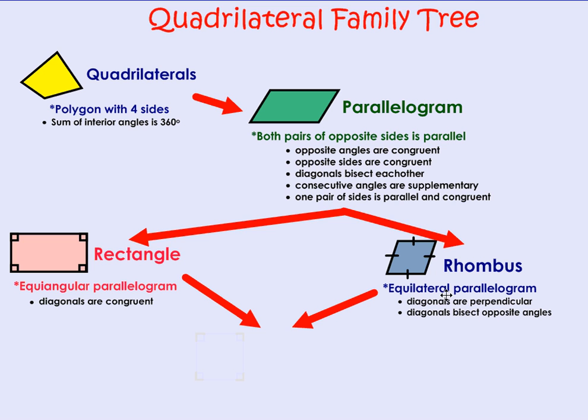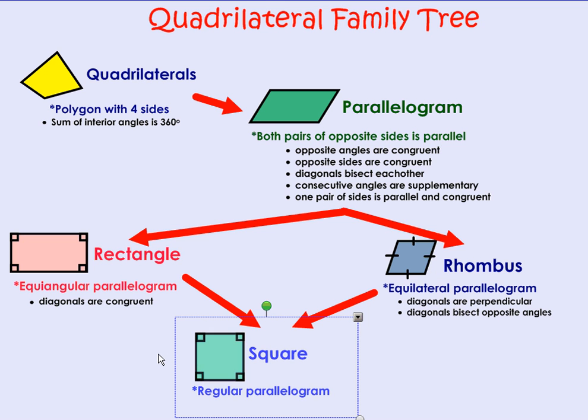Rhombuses, we found out, are equilateral parallelograms. Properties that rhombuses have are that diagonals are perpendicular and diagonals bisect opposite angles. Now, squares are both equiangular and equilateral, so you can kind of consider them to be the baby of a rectangle and a rhombus. Even though all that we say is that it's a regular parallelogram, it's going to have all of the characteristics of everything else that came before it.